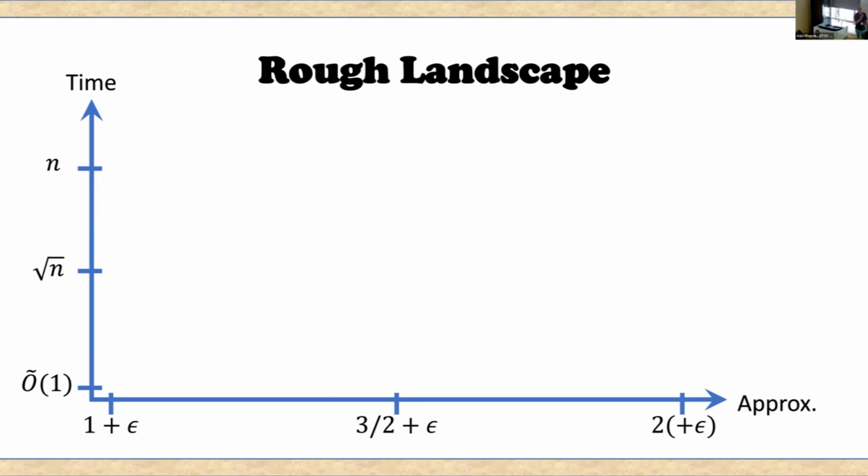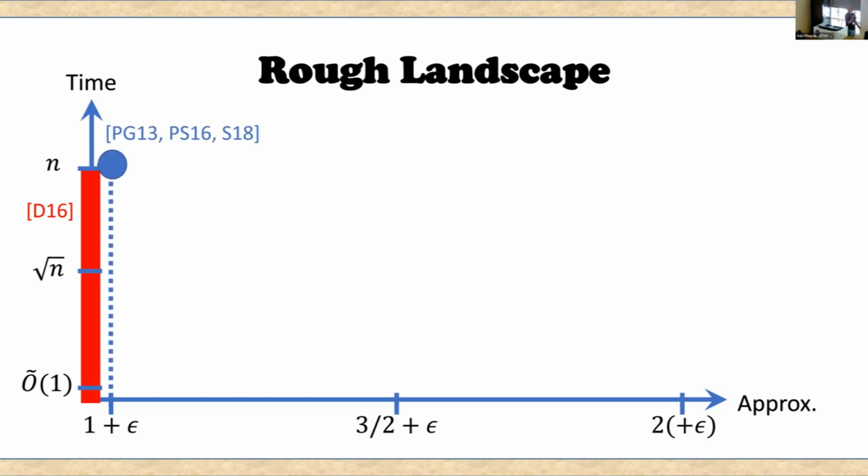I'll start off with the hardness result I mentioned. This bar here really should be a line, but no one would see that. What we have here is that if you want a 1 approximation, it seems that lower than n is impossible. On the other hand, if you squint at this enough and ignore epsilons, then we can get exactly that. We can get a 1 plus epsilon approximation in linear n time.